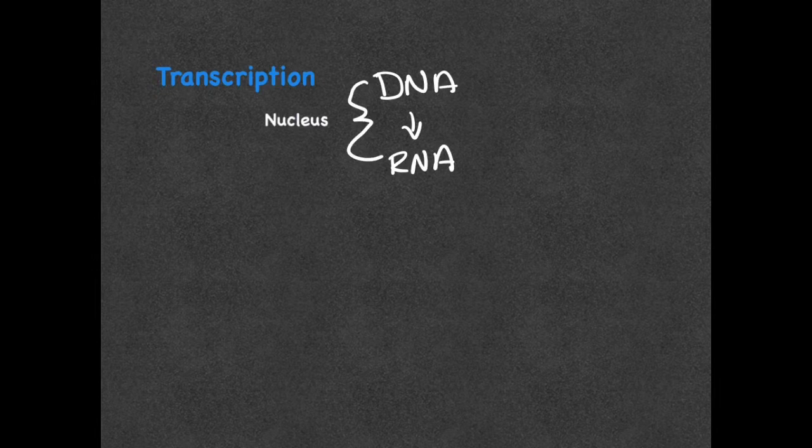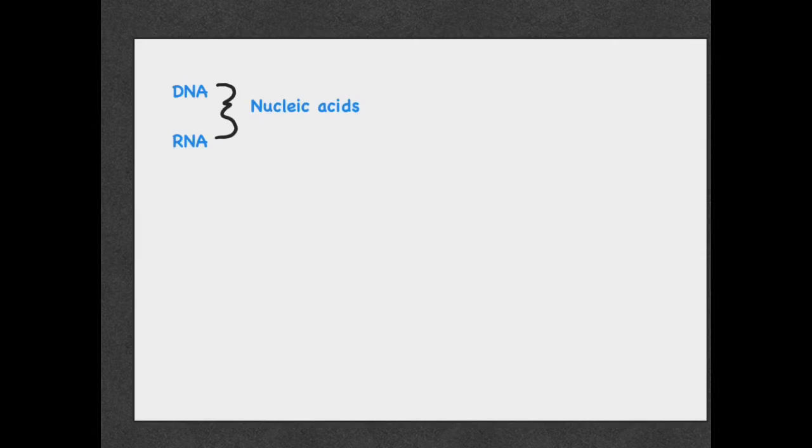Let's first take a look at transcription, which is the process of going from DNA to RNA. Now again, remember that this process of transcription happens within the nucleus because that is where we are going to find the DNA. But now let's take a closer look at what exactly DNA and RNA are.